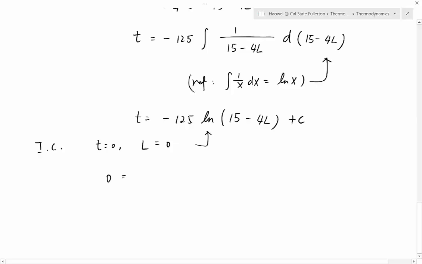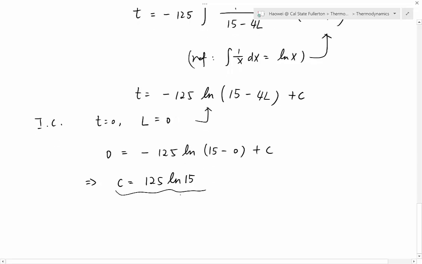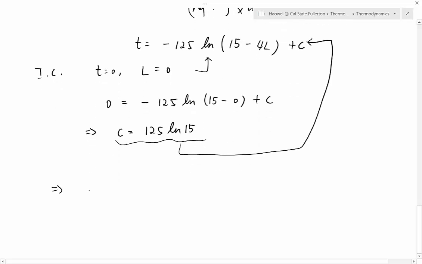Left hand side becomes 0, right hand side becomes negative 125 natural log 15 minus 0 plus c. And so from here we can find the value of c. Constant is equal to 125 times natural log 15. And then we can plug in this c back into our general solution. So our particular solution is t equal to negative 125 natural log 15 minus 4L plus the constant, which is 125 natural log 15.